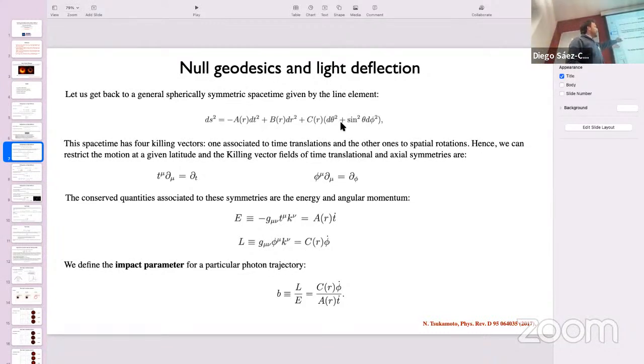So with these two symmetries, basically what you are going to have is that a test particle, it doesn't matter if it's massive or massless, has two magnitudes that are conserved. One is the energy and the other one is the angular momentum. This is no surprise; in Newtonian gravity it is what happens. And we are going to define a parameter that is going to be very important, called the impact parameter, that measures how close to the central object a test particle, which you trace back from your screen to the place where it originated, was passing. It is basically defined as the quotient between angular momentum and energy.